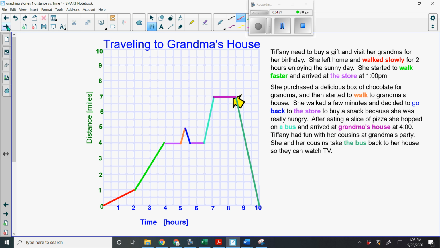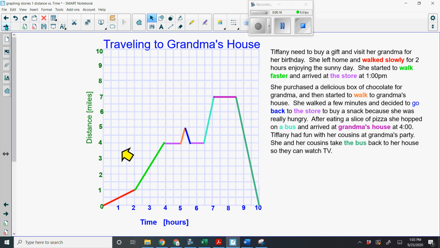Okay, so here's my graph, and I gave it a title of Traveling to Grandma's House. So it's a graph with different lines. And remember, go back in the video and you can use those explanations I gave before to determine what's going on. Okay, so we have straight lines, horizontal lines. Some lines are steeper than others.